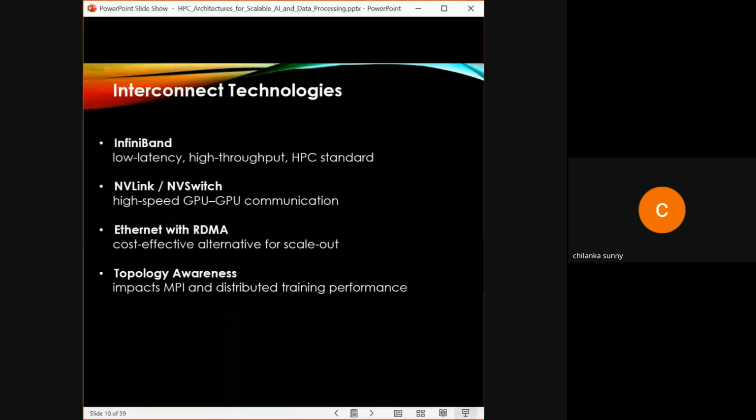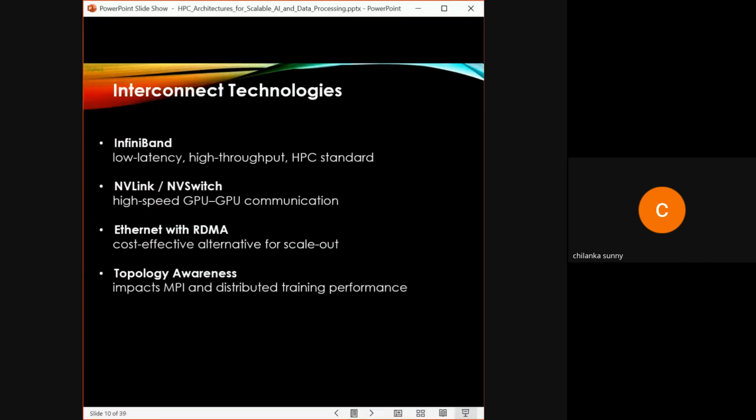And when we talk about interconnect technologies, the goal is to enable fast communication across thousands of nodes and GPUs because network bottlenecks can make or break the scaling efficiency. InfiniBand is the long-standing HPC standard, which offers very low latency and high throughput, which is why most supercomputers rely on it for MPI-based applications.